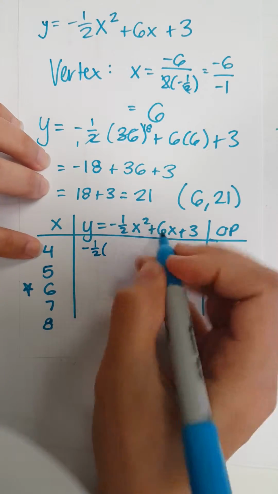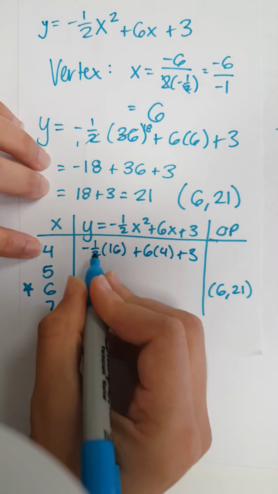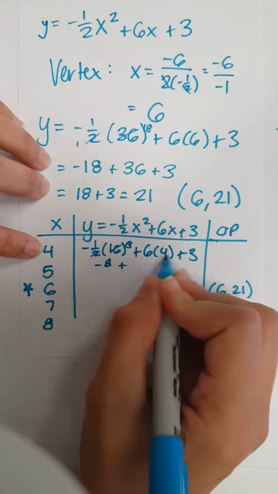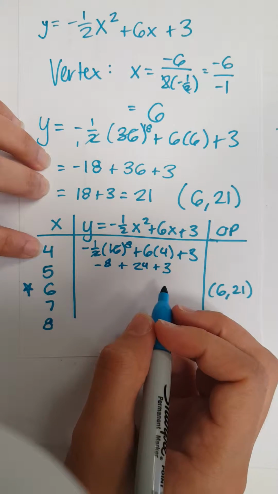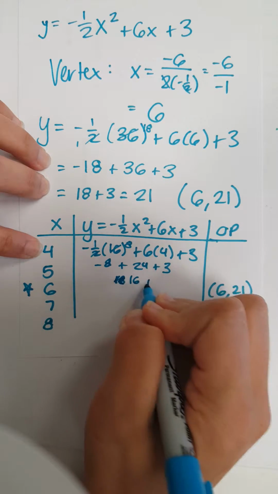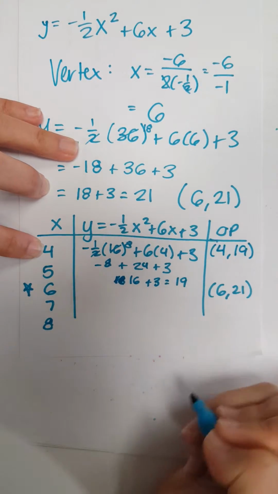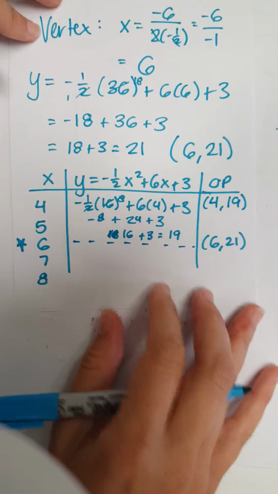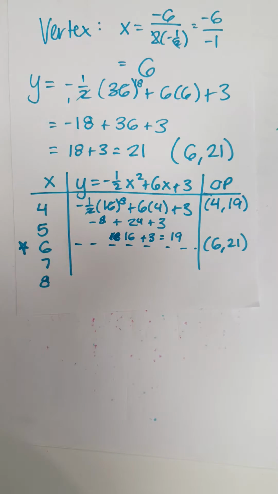-1/2 times, well, what is 4 squared? 16. Plus 6 times 4 plus 3. So that's 8. So we get -1 times 8, -8 plus 6 times 4 is 24, plus 3. -8 plus 24 is 16. 16 plus 3 is 19. 4, 19. Okay, so you should have done this in bell work already, so that's why I'm speeding through this. Plugging in 5. Let's do it in a different color.